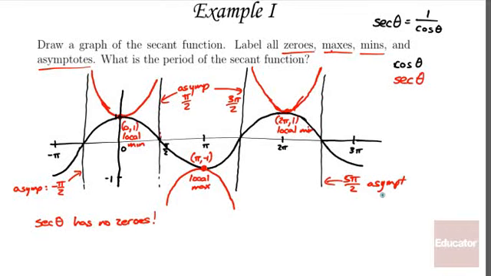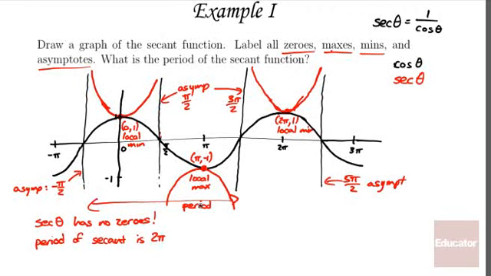Finally, what is the period of the secant function? Well, the secant function is really dependent on the cosine function, and the cosine function repeats itself once every 2 pi. The period of cosine is 2 pi. So the period of secant is also 2 pi. And you can see that from the graph. It starts repeating itself after a multiple of 2 pi.